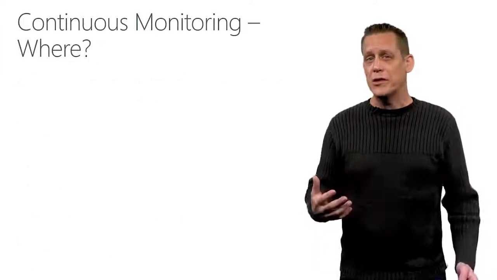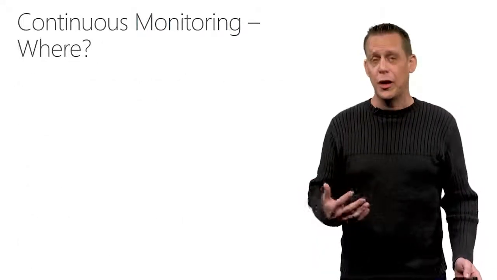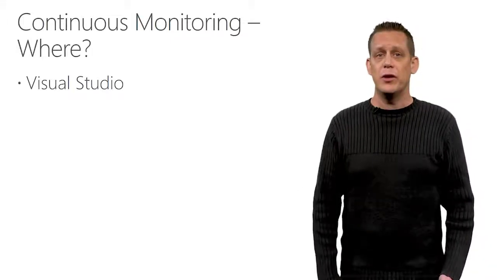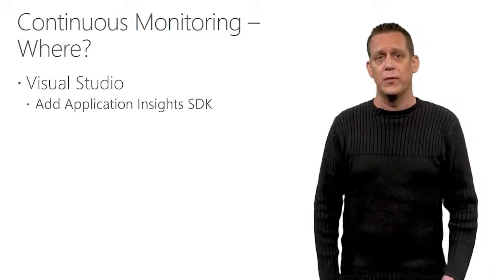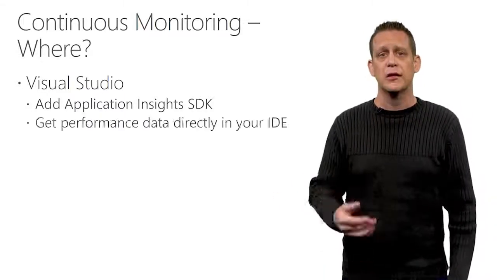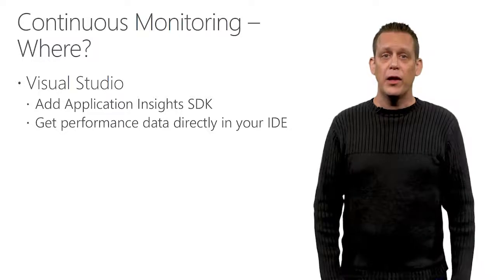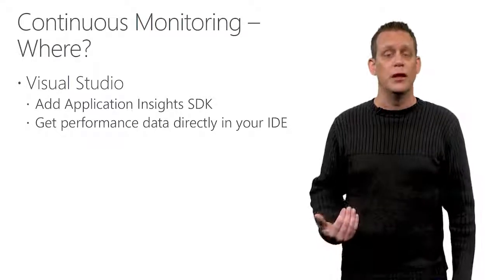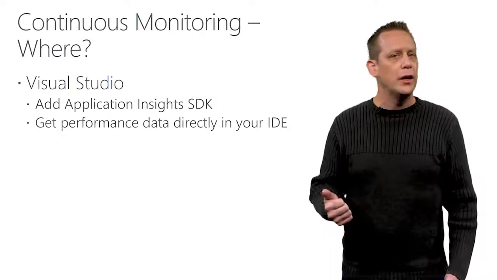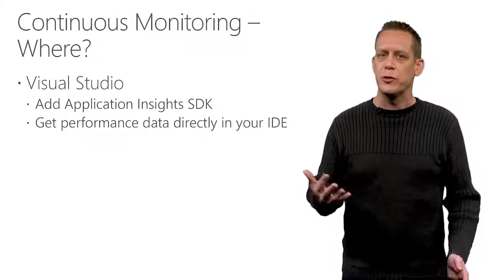So if I'm convinced that I want to participate in continuous monitoring, where can I go to actually make this happen? In Visual Studio, we have a couple of different things that we can do. We can add Application Insights SDK to our existing project. And then based upon having that in place, we can get our performance data directly in our Visual Studio IDE. We can see things like availability, exceptions, custom metrics, etc.